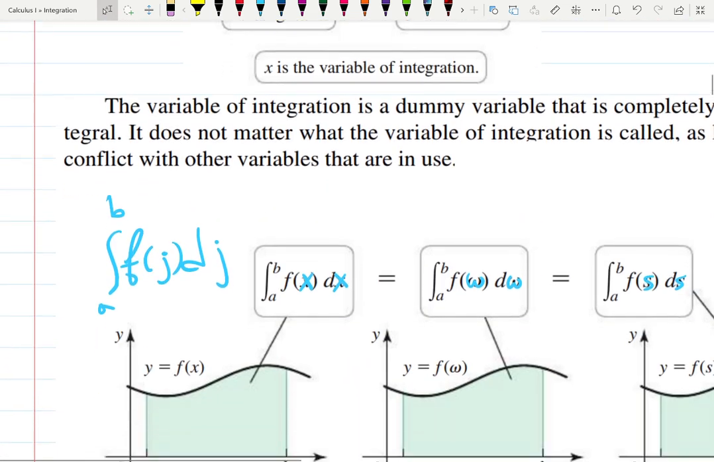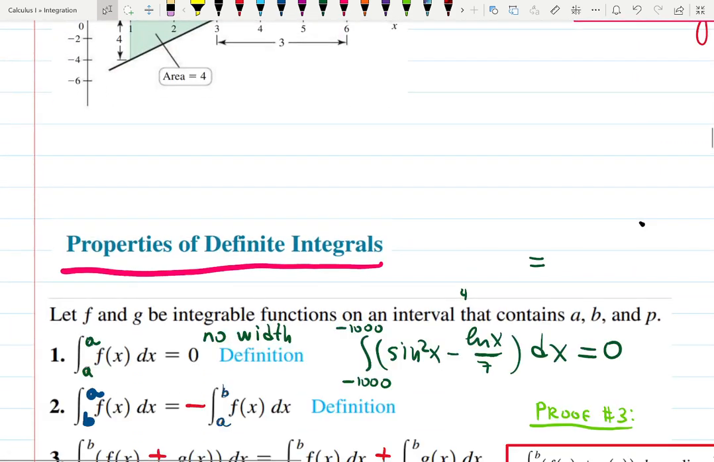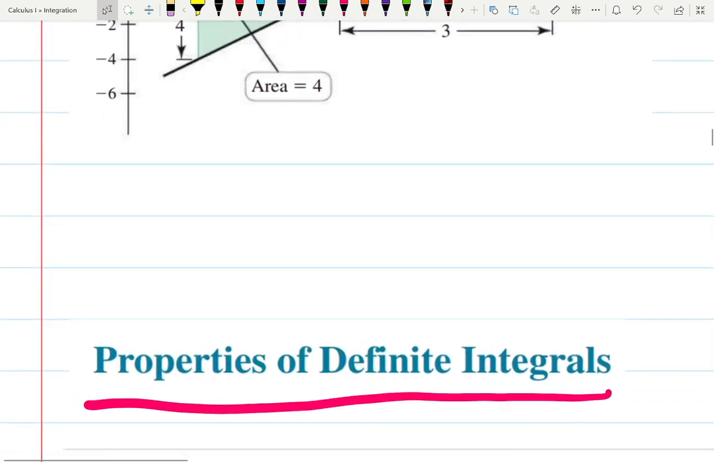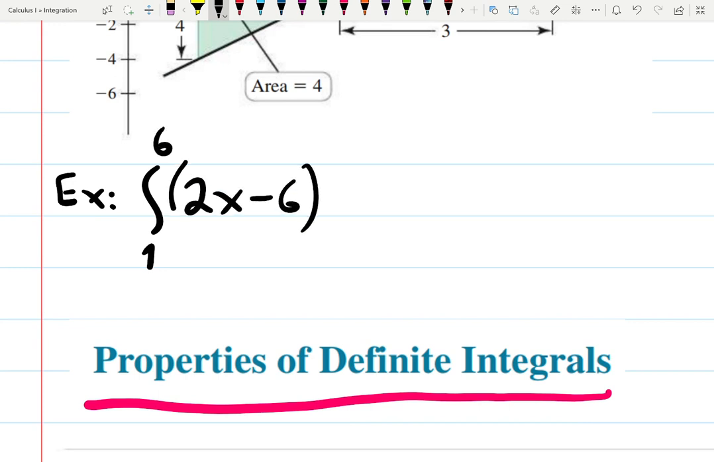Let's do together a simple example with triangles. Let's find the integral from 1 to 6 of 2x minus 6 dx. And finally, we're getting into the whole idea of definite integrals. People who took this class before probably know how annoying it is that we know how to do this fast and easy, but they want you to review geometry.